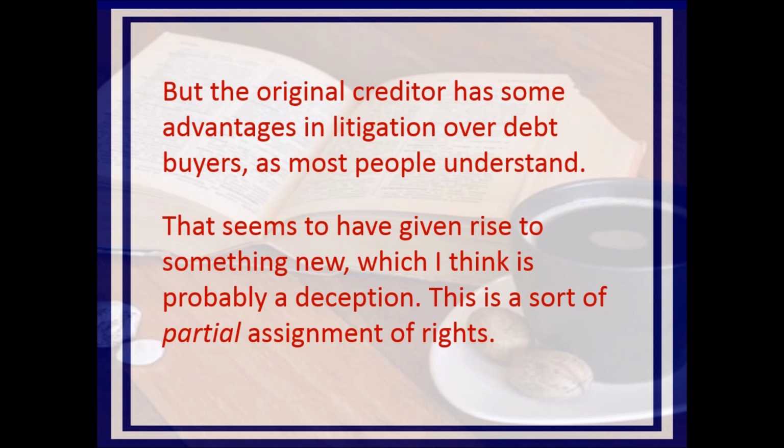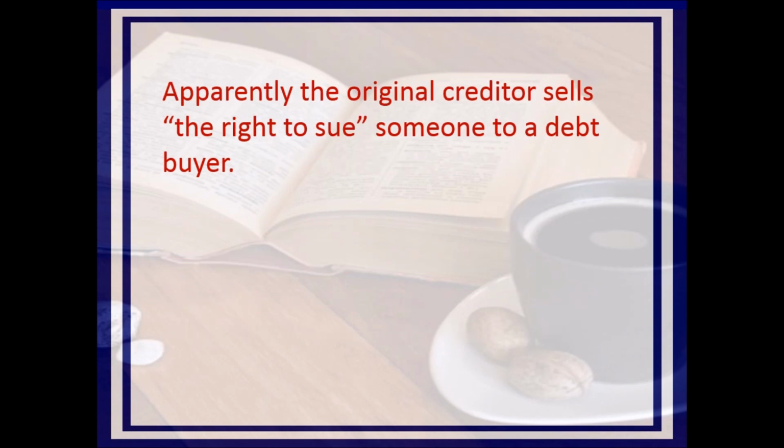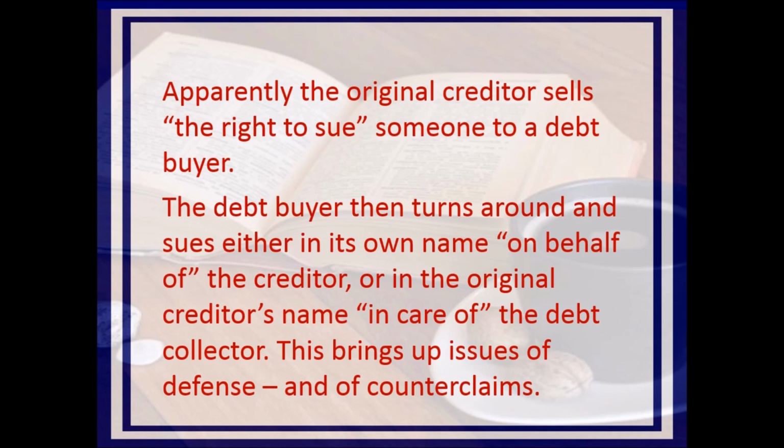This is a sort of partial assignment of rights. Apparently, the original creditor sells the right to sue to a debt buyer. The debt buyer then turns around and sues either in its own name on behalf of the creditor or in the original creditor's name, in care of the debt collector. And this brings up issues of defense and of counterclaims.